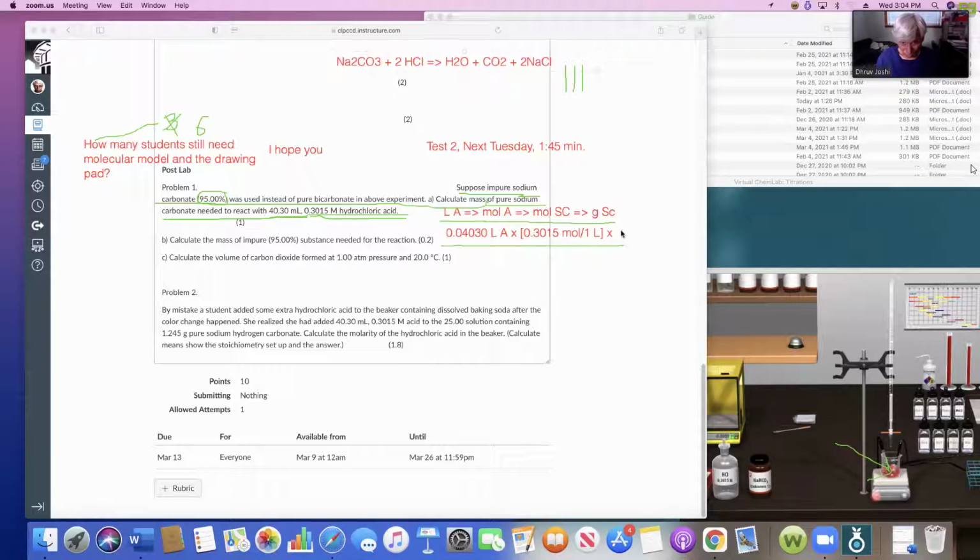So let's go over here. And I'm going to say 1 mole SC, 2 mole HCl. And the last part, that's very easy. And Ethan, can you tell us the last part, please?